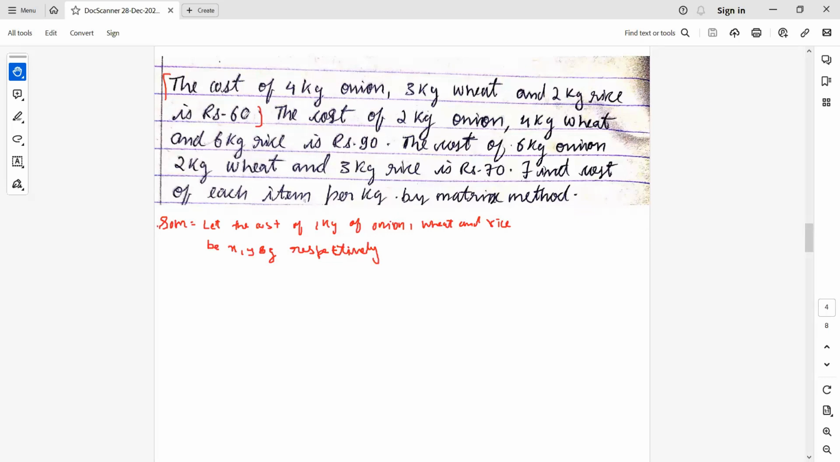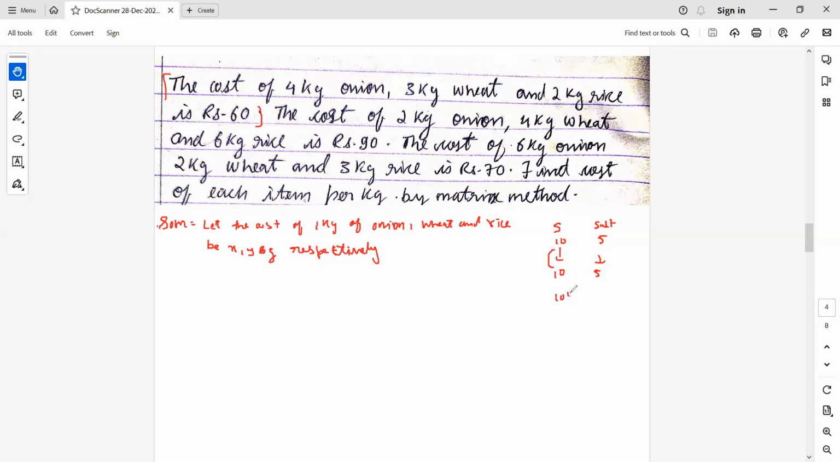If you want to purchase sugar and salt, suppose this is 10 rupees and this is 5 rupees. When you want to purchase 10 kg of sugar and 5 kg of salt, simply what we do is multiply these two.